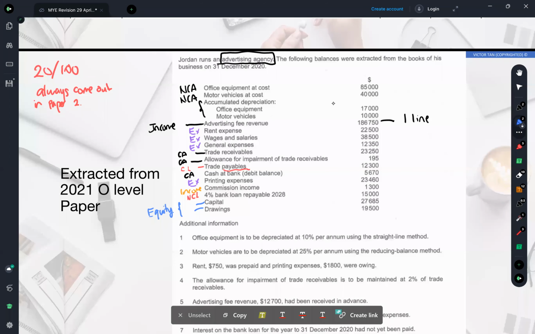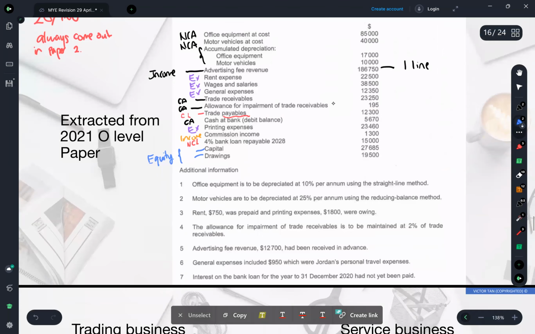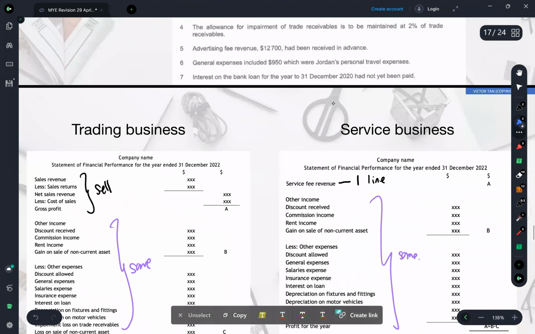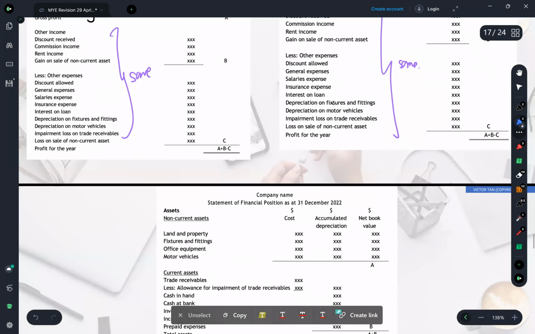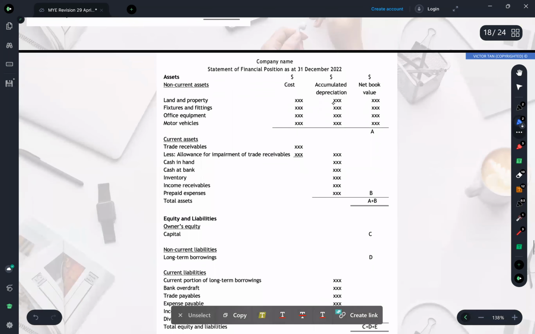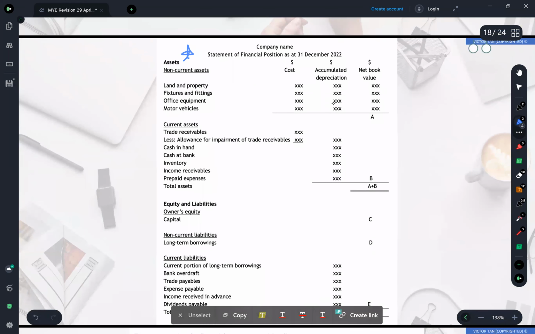So I'll just go through quickly. This question is a service business, so we'll be doing the service business. And then we need to do the financial position. So this is how the financial position will look. If you are in Sec 3 this year, wow, it may look very complicated, right? But it's not. After a while, you keep doing it, you'll know where the numbers go.